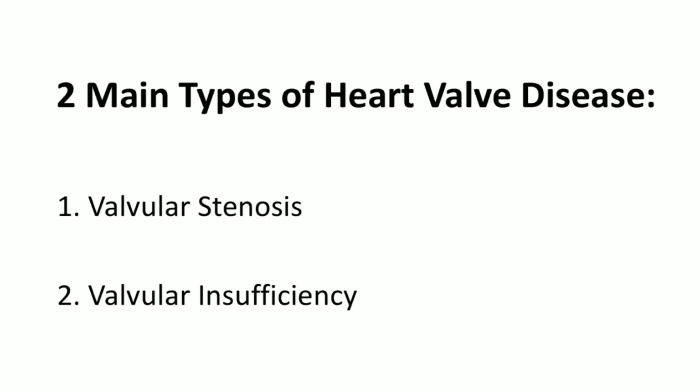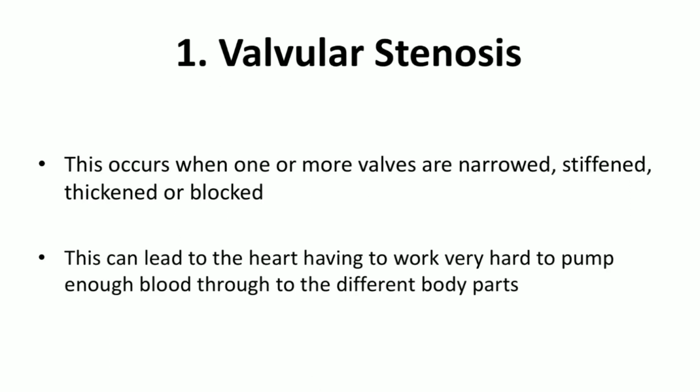There are 2 main types of heart valve disease. 1. Valvular stenosis, and 2. Valvular insufficiency. Valvular stenosis occurs when one or more valves are narrowed, stiffened, thickened, or blocked. This can lead to the heart having to work very hard to pump enough blood through to the different body parts. All 4 of the heart valves can develop stenosis.